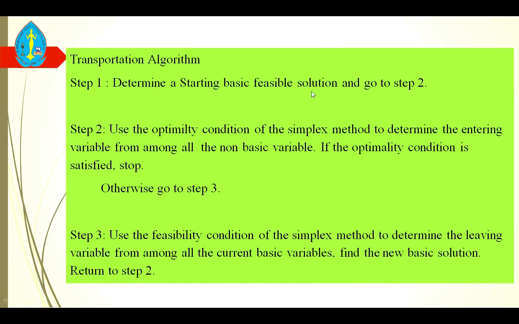That is, first determine the starting feasible solution and go to step 2. Here the optimality condition is checked. If the optimality condition is satisfied, then we can stop. Otherwise, we go to step 3. Use the feasibility condition of the simplex method to determine the leaving variable from among all the current basic variables. Find the new basic solution. Then return to step 2 and check the optimality condition again. If the optimality condition is satisfied, we can stop. Otherwise, go to step 3.